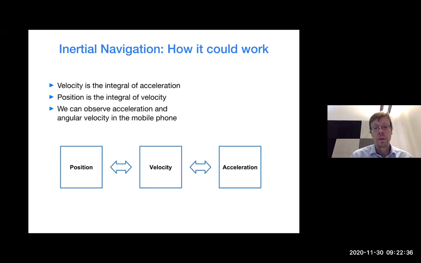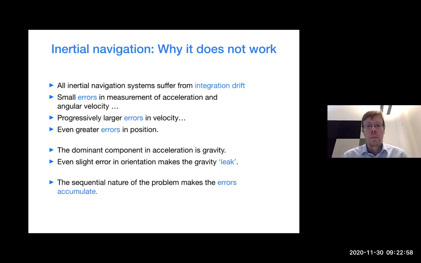And in the mobile phone, we can observe acceleration and angular velocities using the accelerometer and gyroscope of the phone. And by integrating these measurements, we can first get the velocity, and then further integrating the velocity, we can get the change in position. But this is actually quite challenging, especially with low-grade sensors, such as those in these kind of lightweight mobile devices.